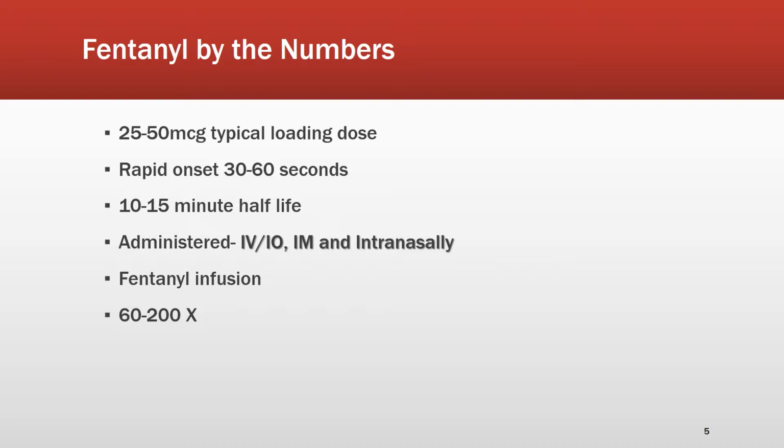You can give it a number of different ways, IV being probably your best, intraosseous, intramuscular, or you can also give fentanyl intranasally if you have a patient that's impossible to gain access and things like that. So you might do an interfacility transport where they have a fentanyl infusion running, and then depending on the literature and what source you've consulted, fentanyl is anywhere from 60 to 200 times more potent than morphine. So they're not really sure, so your mileage may vary.